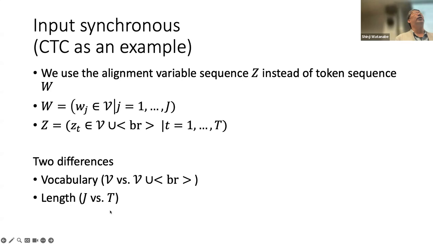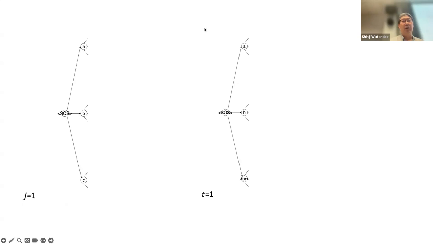And then, how do we change the previous label synchronous hypothesis expansion to input synchronous? We are using the Z as the expansion unit. So this one, I apologize again, can be too small for the people who sit in the back. But the left side is the label synchronous, the output synchronous, and the right side is input synchronous.